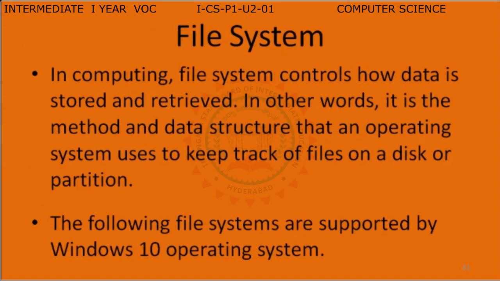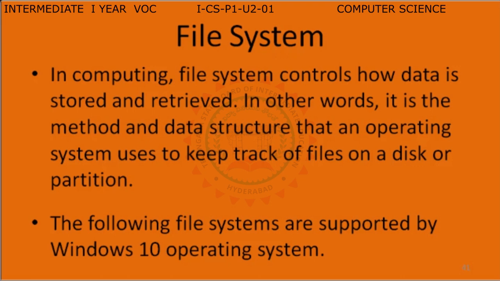File system. In computing, a file system controls how data is stored and retrieved. In other words, it is the method and data structure that an operating system uses to keep track of files on a disk or partition. The following file systems are supported by the Windows 10 operating system. FAT, File Allocation Table. It is further classified into FAT16 and FAT32.